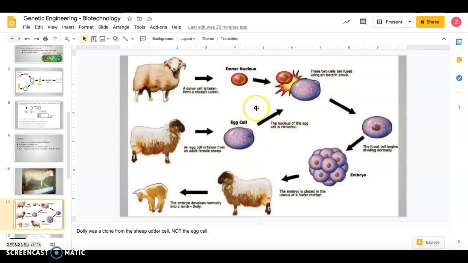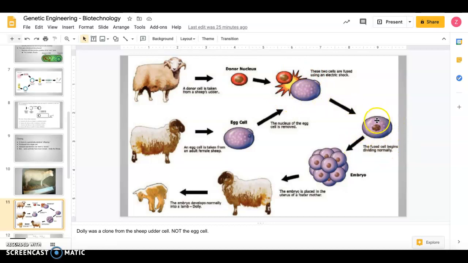In the process of nuclear transfer, let's follow the flow chart. A donor cell is taken from a sheep's udder, from a sheep's body. It's a somatic cell. Another sheep has an egg cell taken, but the nucleus of the egg cell is removed and the donor cell from the udder is fused with the egg cell.